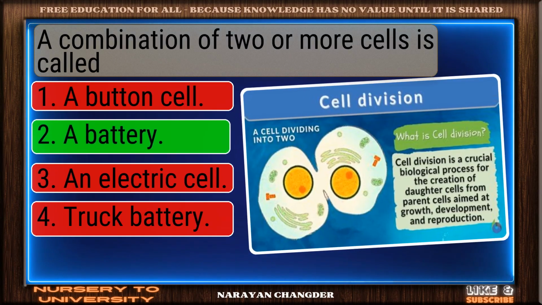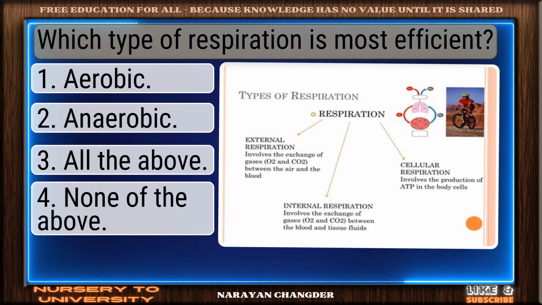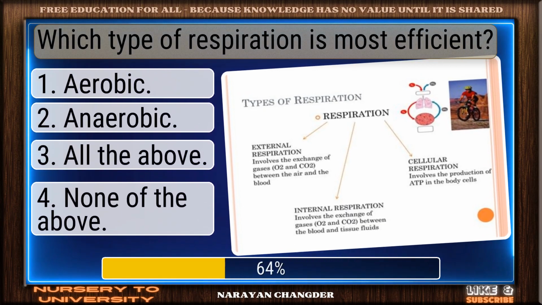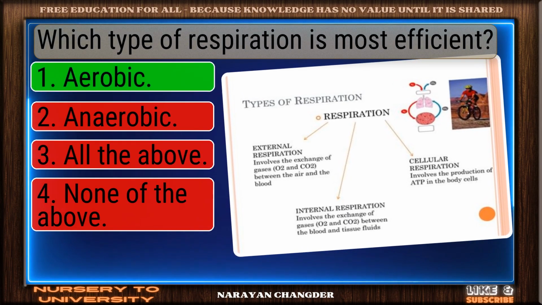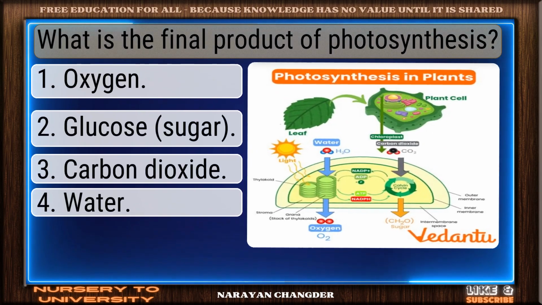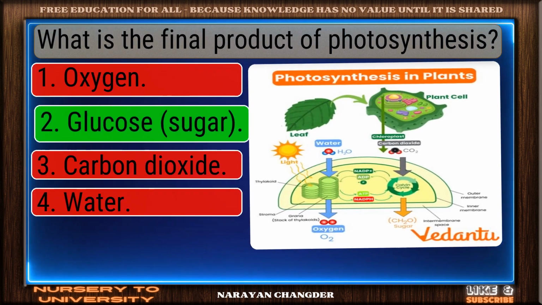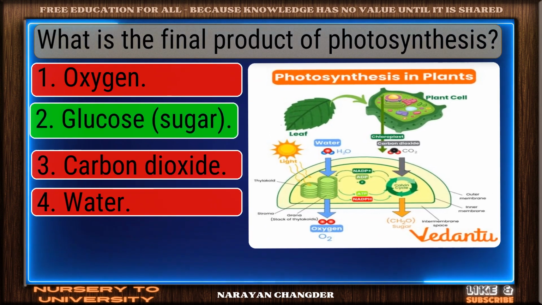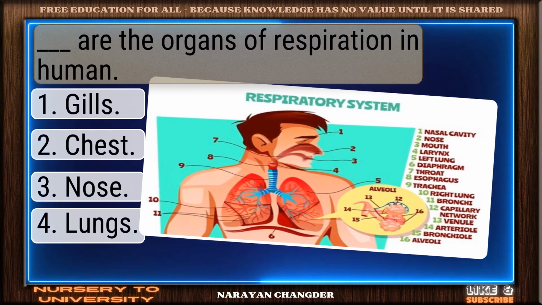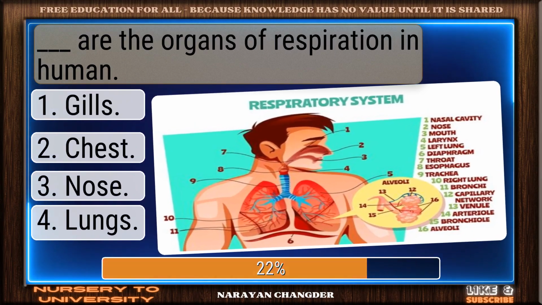Well done. A battery is the right choice. Question number 69. Which type of respiration is most efficient? Right again? Aerobic is a valid answer. Question number 70. What is the final product of photosynthesis? Well picked. Glucose is the correct answer. Question number 71. Dash are the organs of respiration in human.